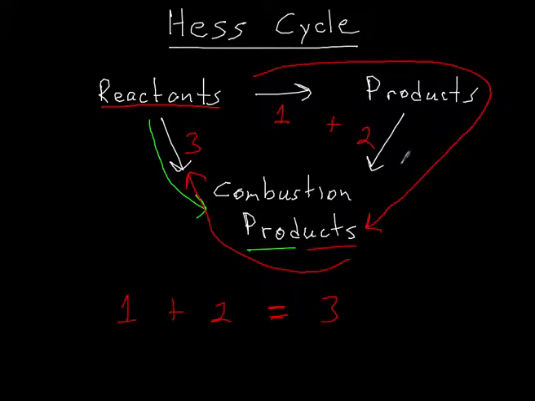As long as your arrows are in the same direction, you add them. When the arrows flip around, then you set it equal to that side. So that is how you're going to do a Hess cycle. So let's go ahead and get into an example.